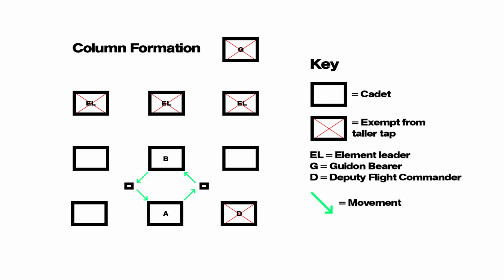To demonstrate the movement, Cadet A would be taller than Cadet B. Cadet A will tap B on the shoulder and then take a diagonal step forward and to the right while B does the opposite. These movements are to be executed simultaneously with each other. Each cadet would then assume the position that the other was previously in and continue to taller tap as necessary.